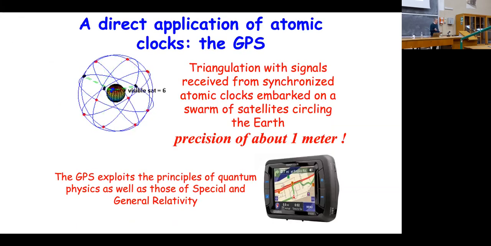And with that, and I also already talked about that, you can localize yourself anywhere on the Earth with a precision of about 1 meter. So, and you need this kind of precision. And of course, this is not only quantum physics, but it also exploits relativity, because you have to take into account special and general relativity to make corrections. So this is another application.